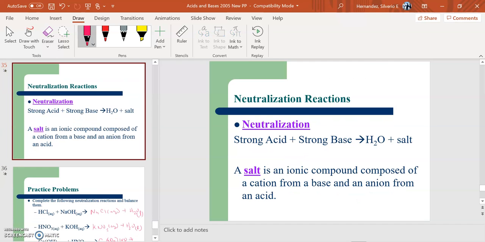The last little topic we're going to talk about here is neutralization reactions. And in neutralization reactions, we're talking about combining a strong acid and a strong base. Strong acids and strong bases only here. And the end result is always going to be water and some kind of a dissolvable salt. That salt comes from the combination of the metal and the non-metal. The metal coming from the strong base and the non-metal coming from the strong acid.